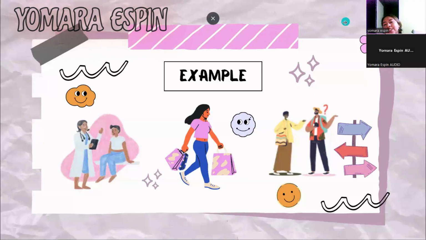For example, situations such as going to the doctor, shopping, or asking for directions can be worked on. In a situation at the doctor's office, phrases like "I have a headache" or "I feel sick" are practiced. In shopping for clothes, students learn to say "How much is this?" and in asking for directions, they can use expressions like "Excuse me, where is the bank?"